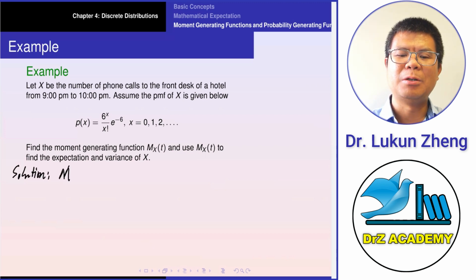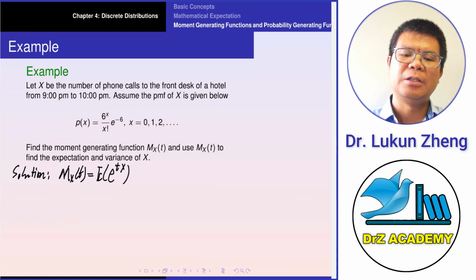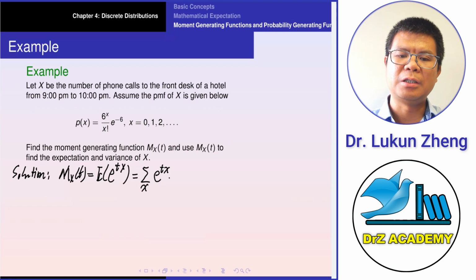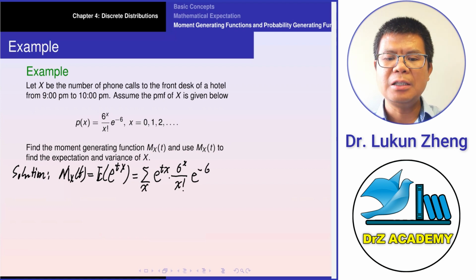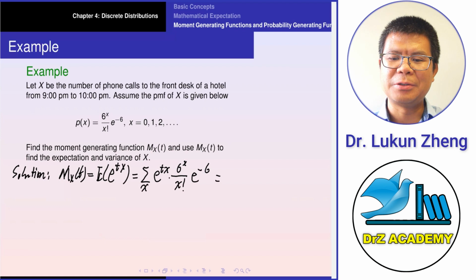Firstly, the moment generating function is the expectation of e to the power tx, which equals a summation over all values of x of e to the power tx times p of x, which is here: 6 to the power x over x factorial times e to the power negative 6. So let's just do this one.